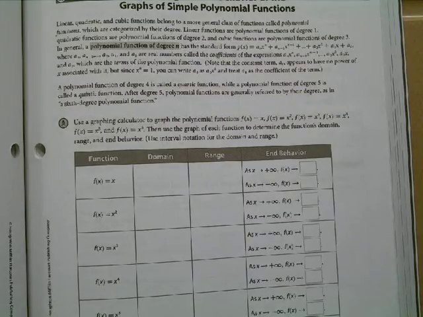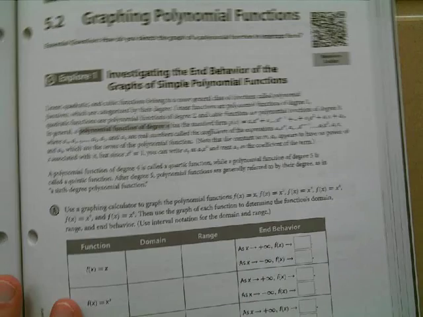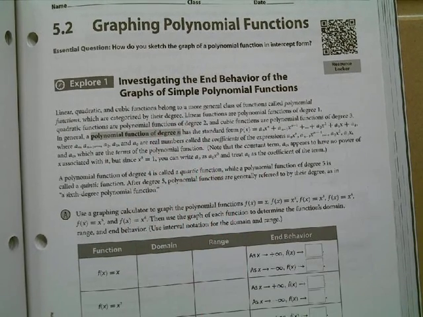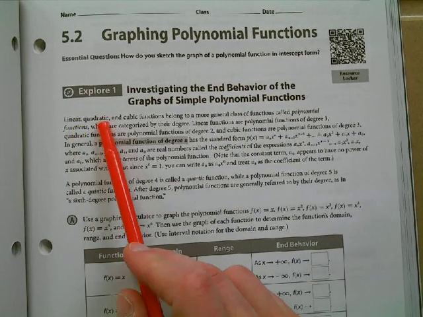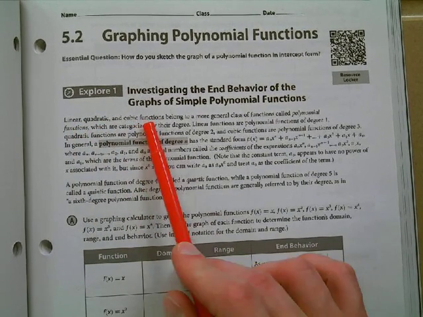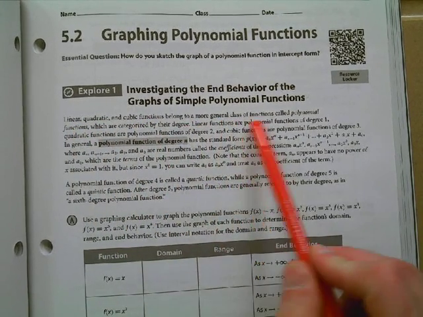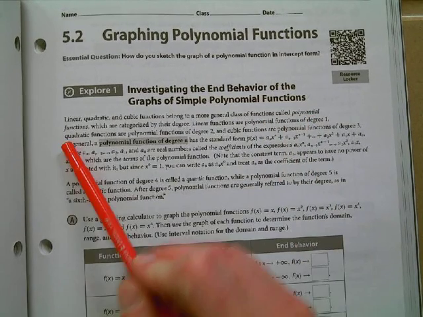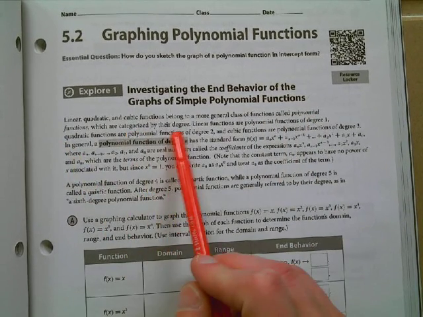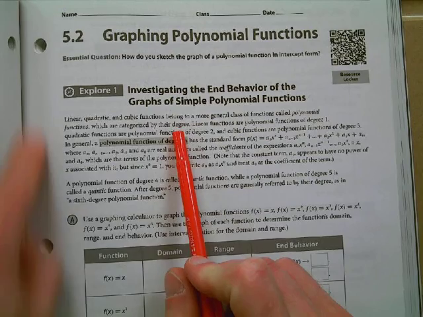All right, so again, looking at what we've got here in this little explore, we'll read through this real quick and then we'll get into the activity. So it says linear, quadratic, and cubic functions belong to a more general class of functions called polynomial functions, which are categorized by their degree, right? We kind of talked about degree some yesterday.